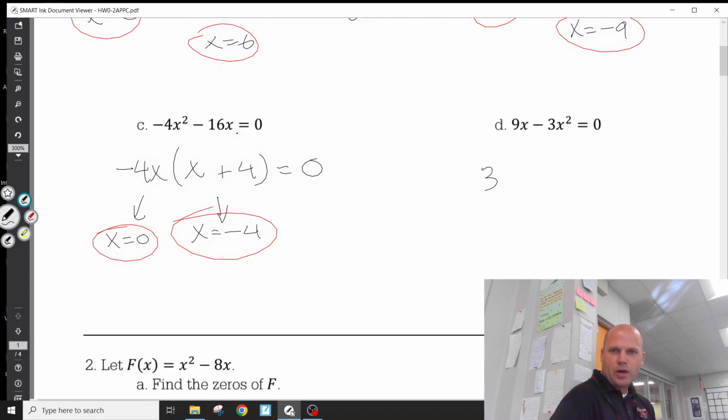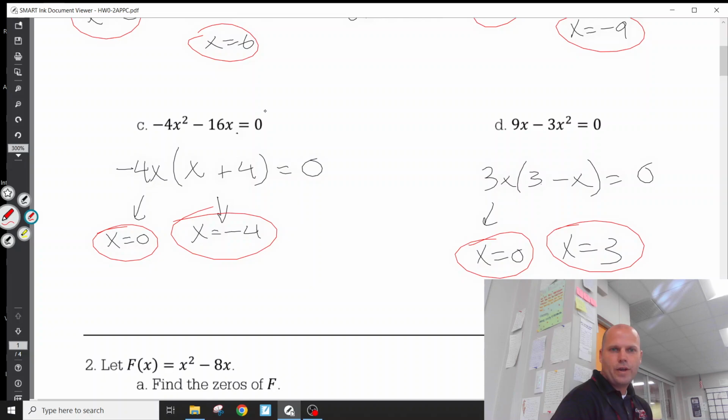9x and 3x squared, a 3x is shared. 3x times 3x is 9x squared. It's 3x times 3. And then minus an x. So I get here, x is 0. And here, 3 minus 3 is 0. Okay? You notice that all of these, we have 0 on the other side.